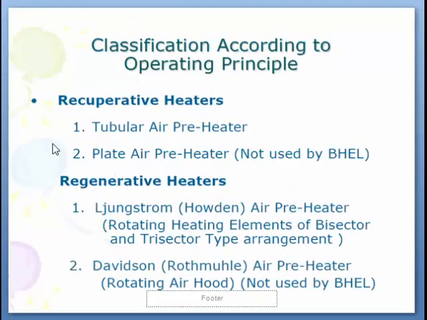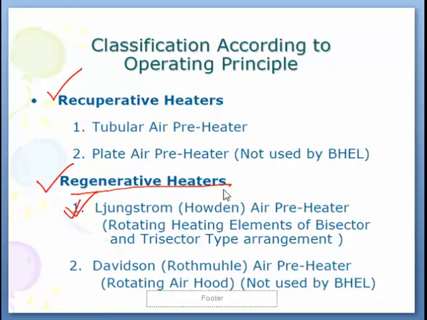Now here we will see the types of air preheater. So depending upon its operating principle, it is broadly classified into two parts. One is the recuperative type of air preheater, and the second one is the regenerative type of air preheater. Here itself, I would like to tell you that in most modern power plants, we are using regenerative type of heaters, and that too the Ljungstrom or Howden type of air preheater.